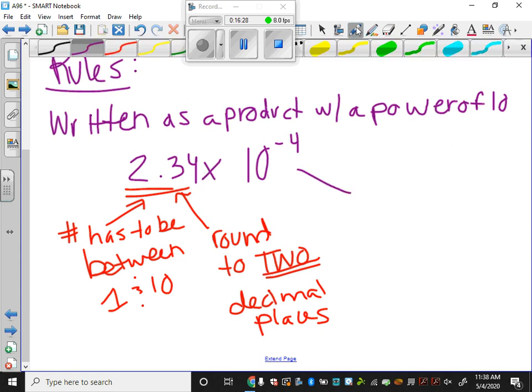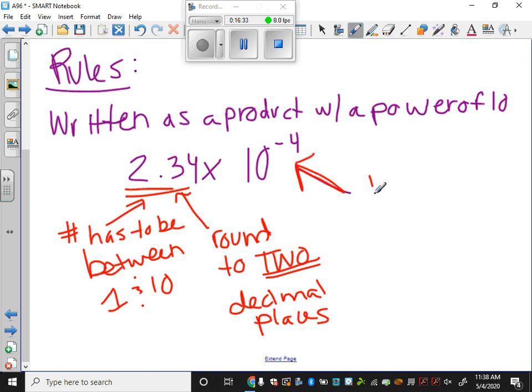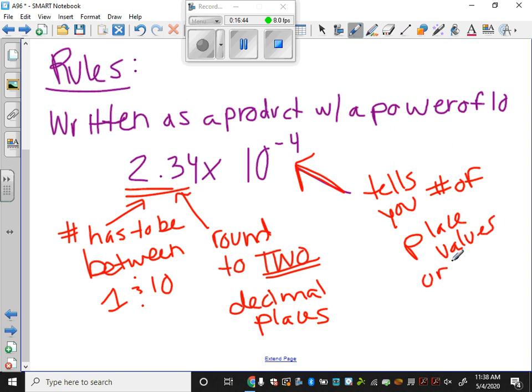And hopefully you guys understand that this tells you the number of place values or times you moved your decimal.